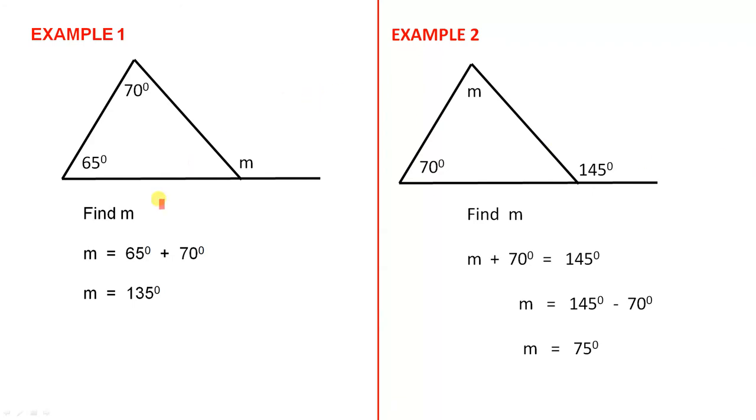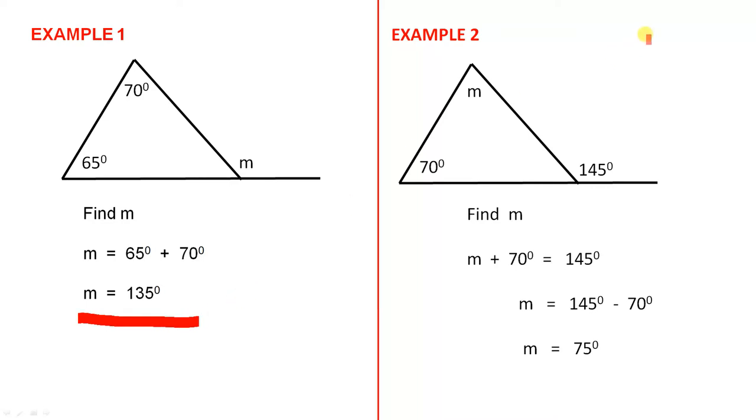Example 1. Find M. Now if we use the rule that we just saw, the exterior angle equals the sum of the two interior opposite angles. So M equals 65 plus 70. So M is 135 degrees.